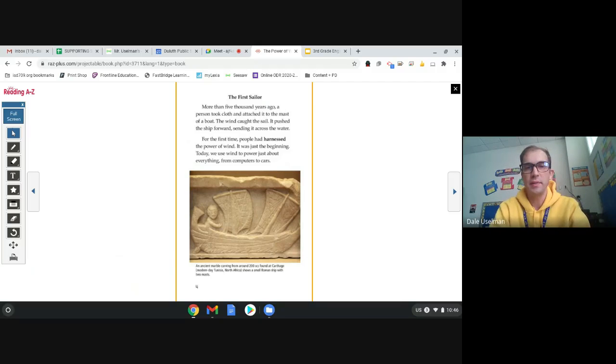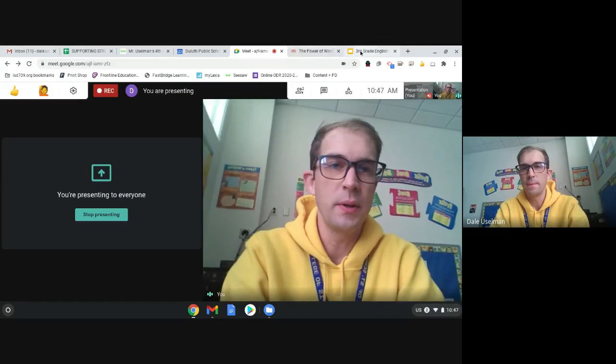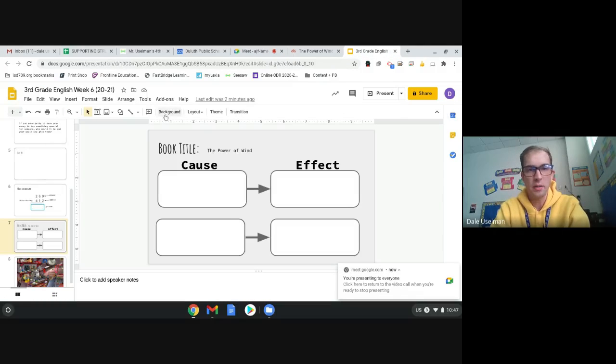So I'll start reading. More than 5,000 years ago, a person took cloth and attached it to the mast of a boat. The wind caught the sail. It pushed the ship forward, sending it across the water. Hey, right away, there's a cause and effect relationship. It said that the wind caught the sail and that pushed the ship forward. So if I go back here to my cause and effect graphic organizer, I can put that right in here.